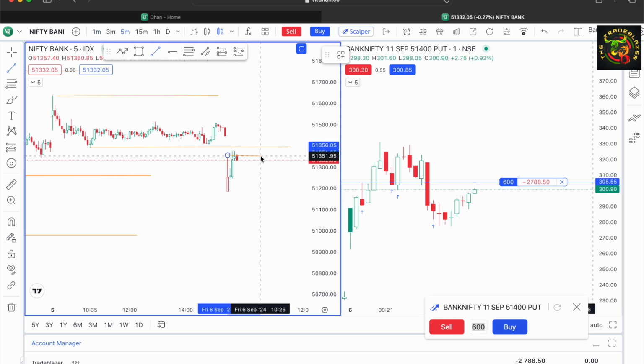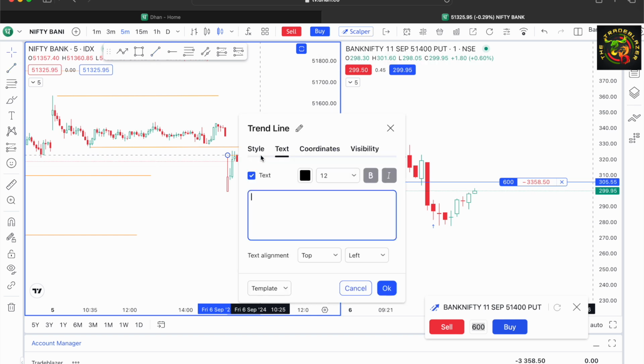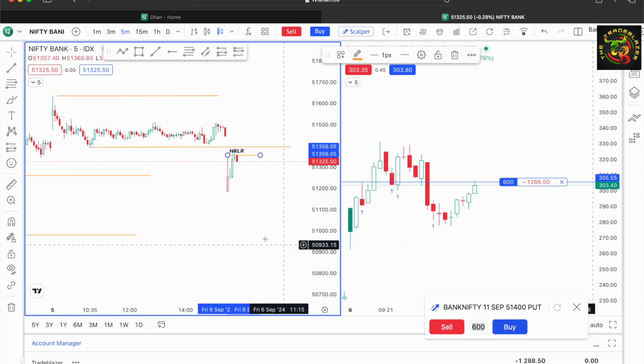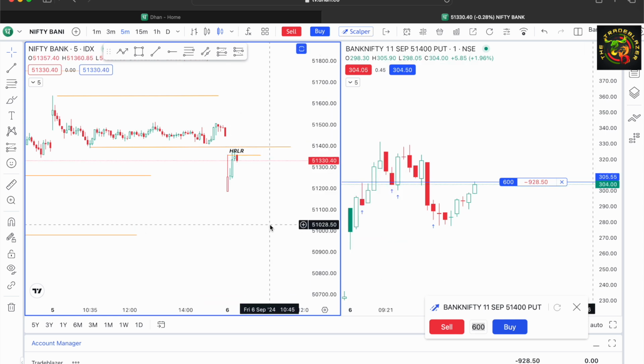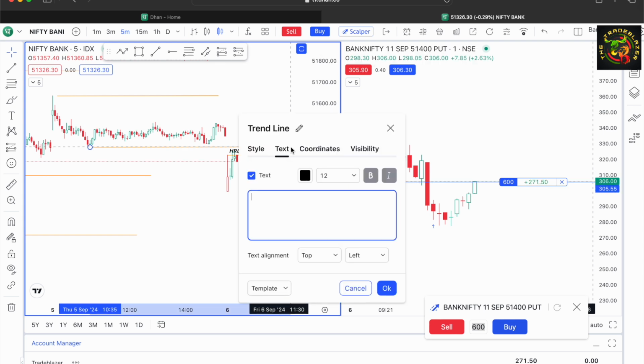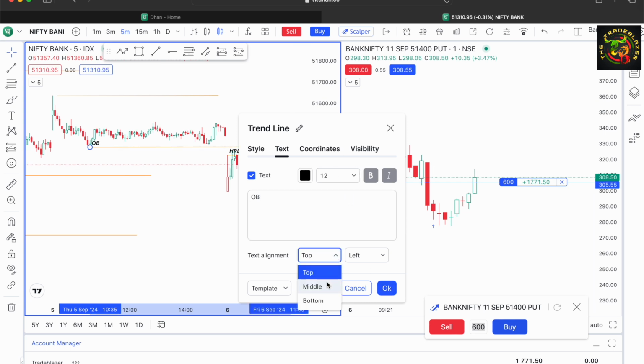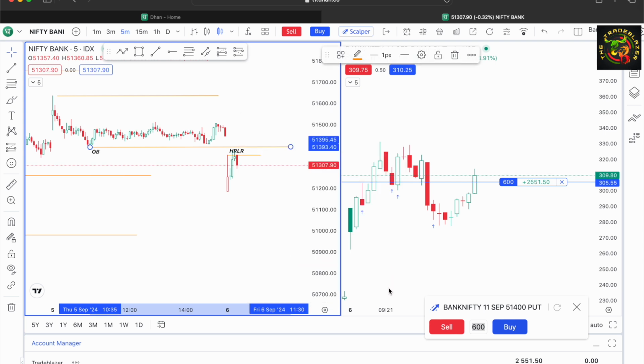So this is where it is forming a high resistance liquidity run in the lower time frame, and in 1 minute it is very clear. You can say this is a high resistance liquidity run, and right now it is forming a red candle, indicating the bearishness, and giving us an entry here. So now also we can take an entry.